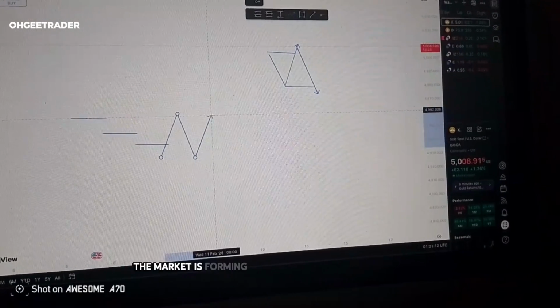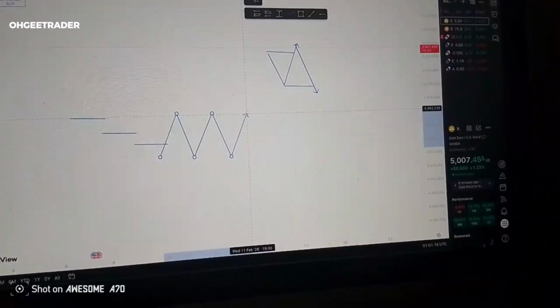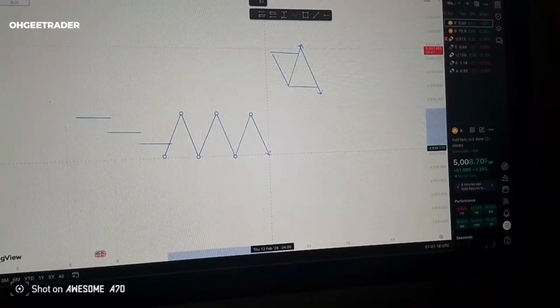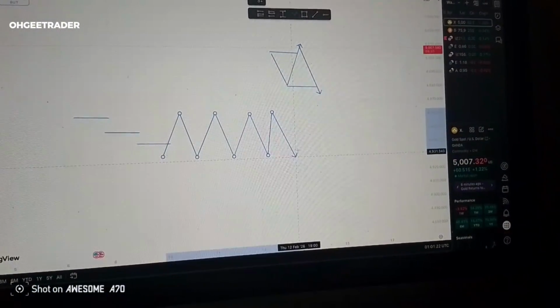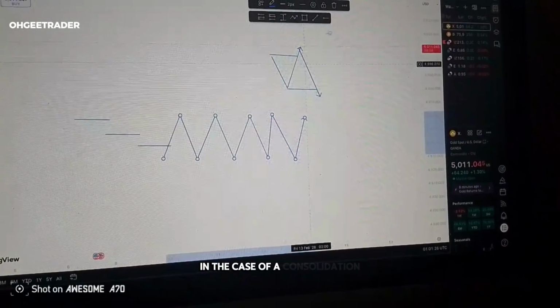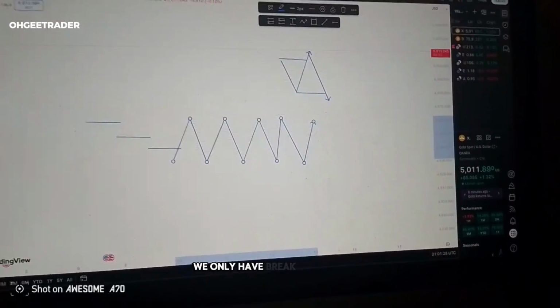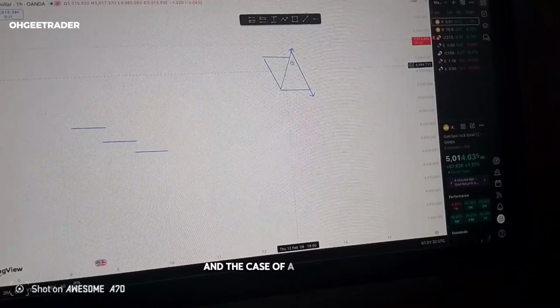The market is forming equal highs and equal lows, right? This is a consolidation. The market is forming equal highs and equal lows, equal highs and equal lows. So there's really no break of structure in the case of a consolidation. We only have break of structure in the case of an uptrend and in the case of a downtrend.